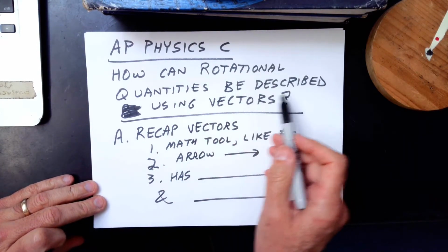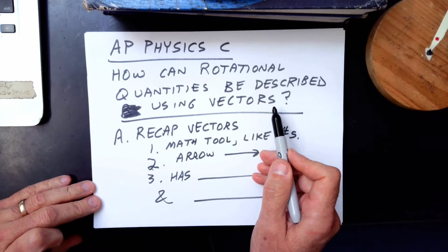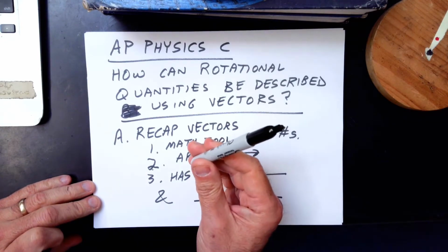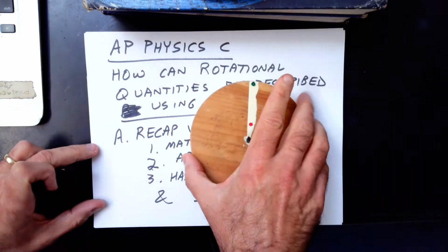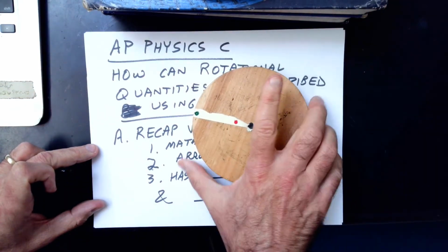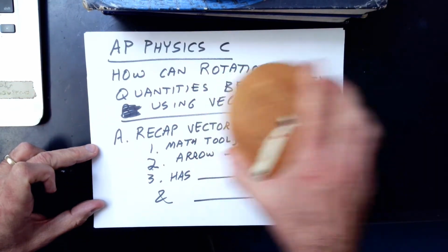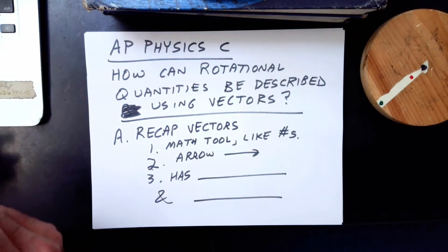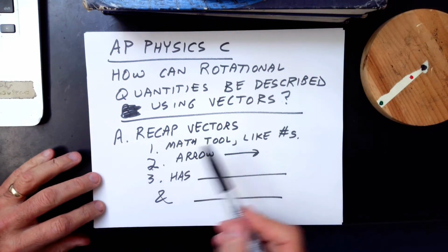How can rotational quantities be described using vectors? How is that even possible? A vector just points in one direction like that, whereas rotation involves this kind of motion. It doesn't seem to have anything to do at all with an arrow. Well, it's a purely mathematical construct. It's a tool. So let's do a quick recap of vectors.